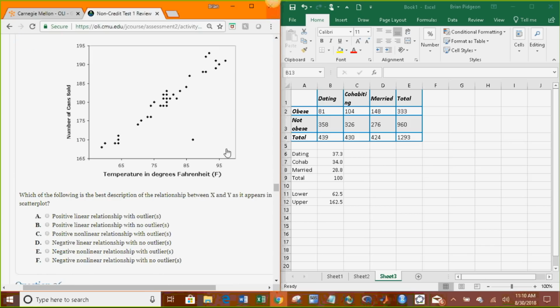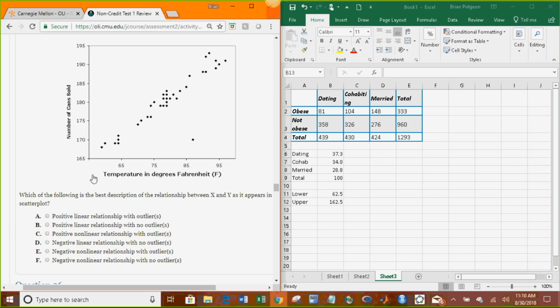Okay? We have a relationship here. We're just asked to describe it. Well, what you'll notice is that we're looking to see, from temperature in degrees Fahrenheit, we're looking to predict the number of cans that we sell in some scenario. And what you'll notice is that as the temperature increases, we sell more cans. That's what's called a positive linear relationship, or a positive relationship.